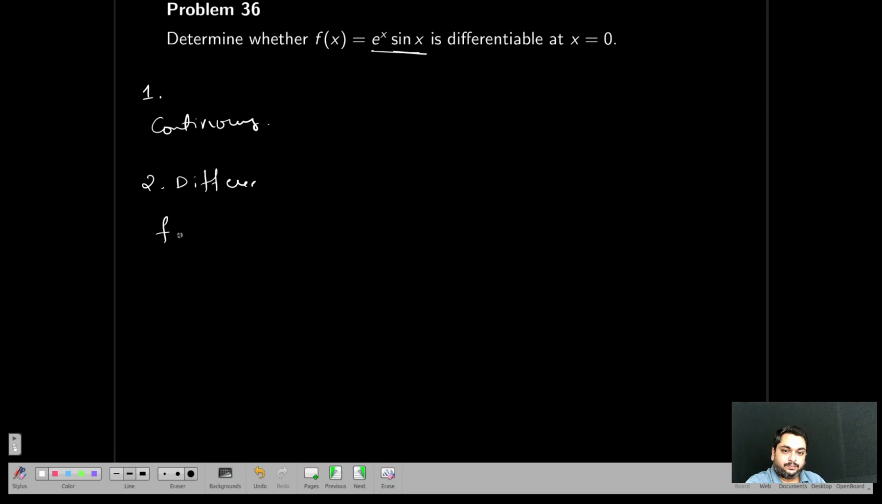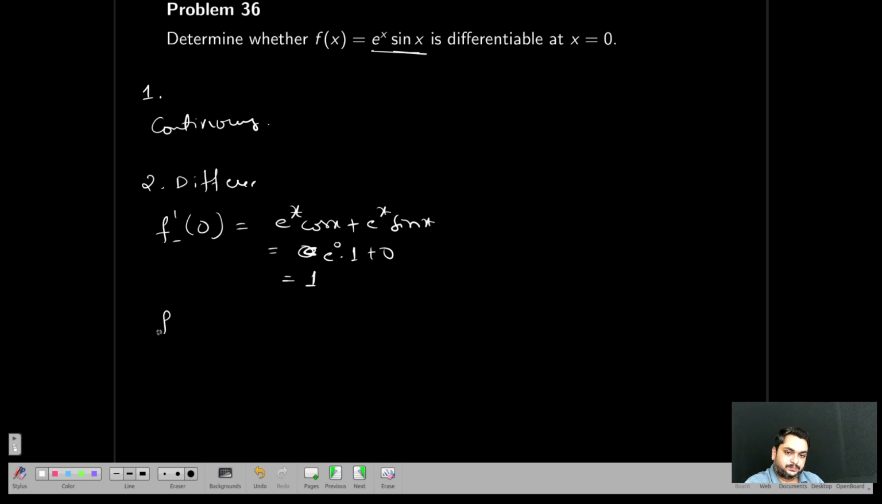So yeah, left hand derivative at 0. So e power x cos x plus e power x sin x. So put 0, we will get 0 only. Sorry, you will get 1. E power 0 is 1 into cos 0 is 1 plus 0. This will be equal to 1.